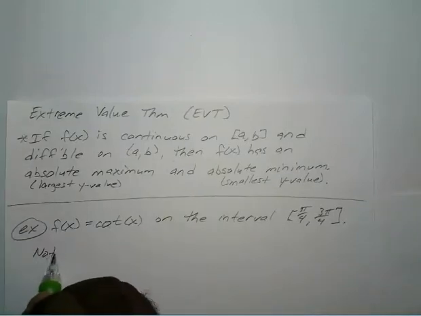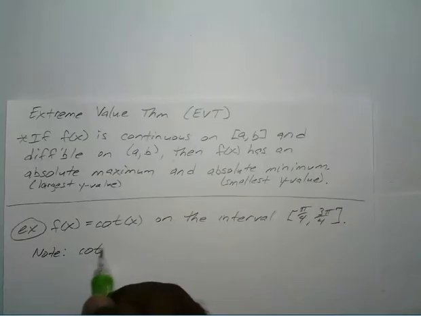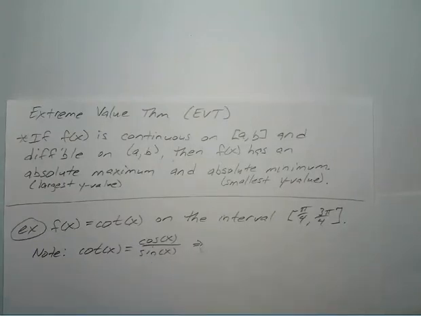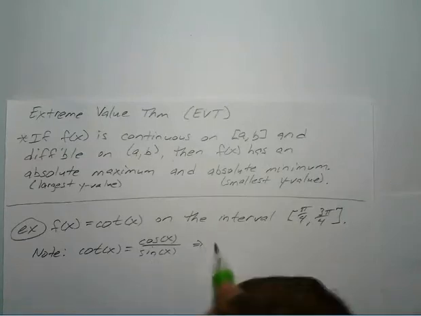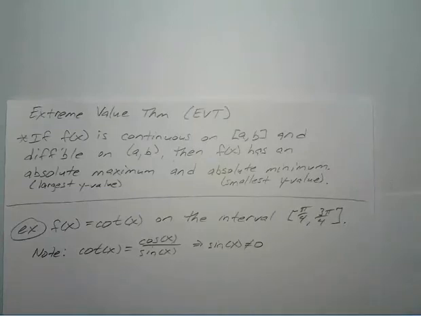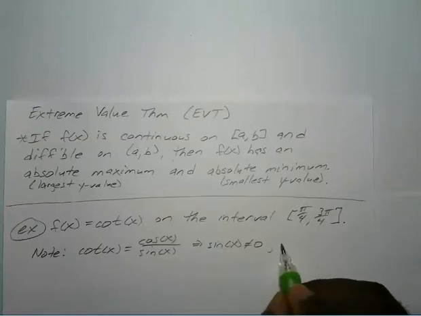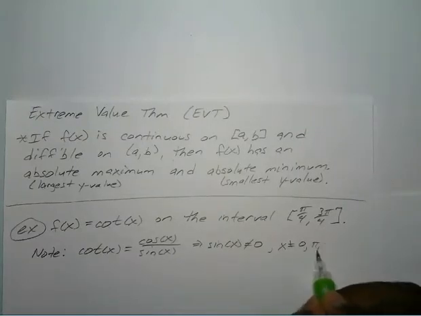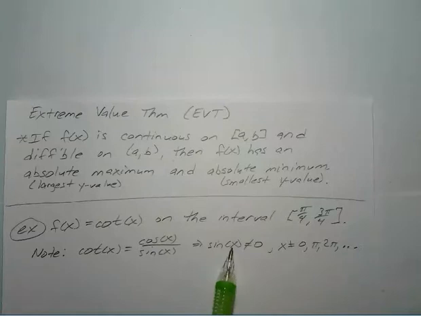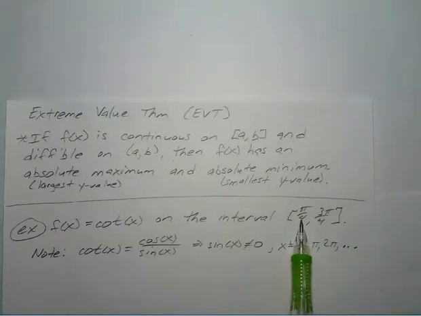So if you note this, that cotangent of x is actually equal to cosine of x over sine of x. Okay, so what does that tell us? Our denominator can't equal 0. So that means sine of x can't equal 0. Well, what does that tell us? That x can't equal 0, pi, 2 pi, and so forth, 3 pi, 4 pi, 5 pi, anything that would make that equal 0. Now, it's lucky for us because pi over 4 and 3 pi over 4 doesn't cross those points.